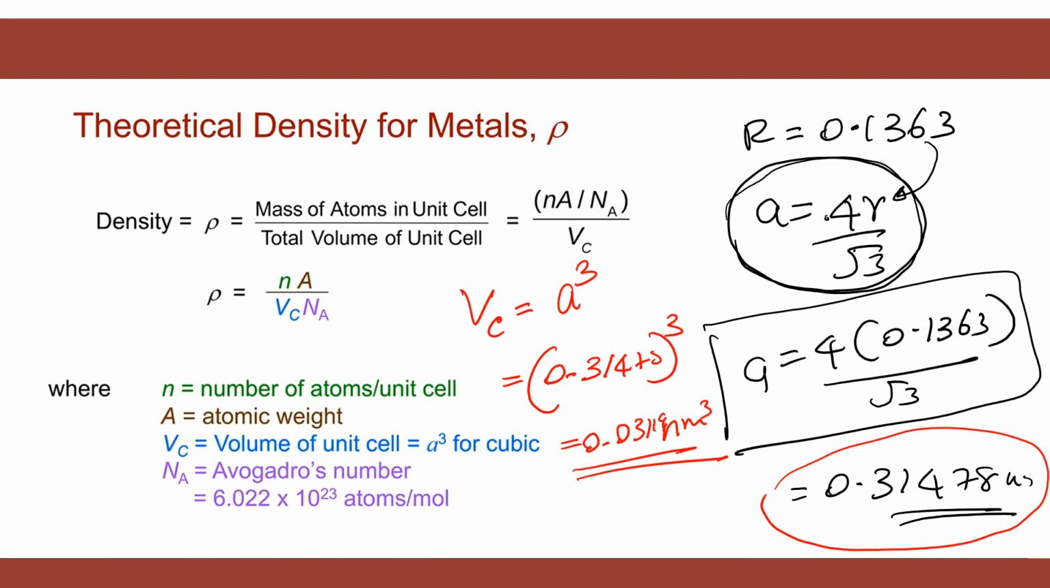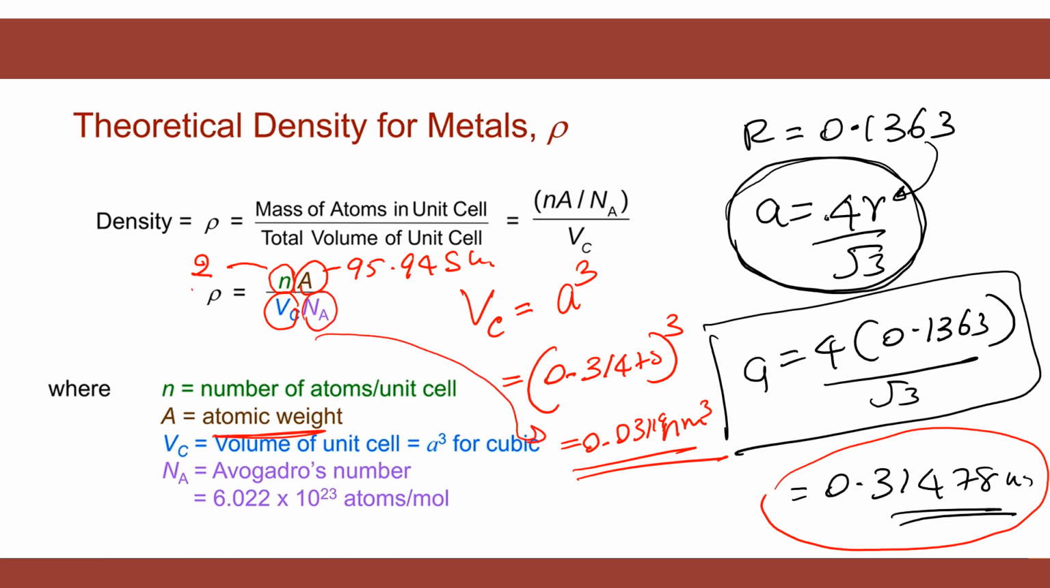BCC has 2. So they're asking us to find the theoretical density. The number of atoms will be 2. This will be your atomic weight, and it is given in our question. If you go to the question, it's given to us: 95.94 grams per mole. The volume we found, that is this, and Avogadro's number is given to us.